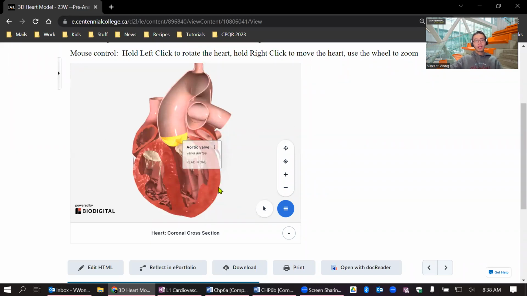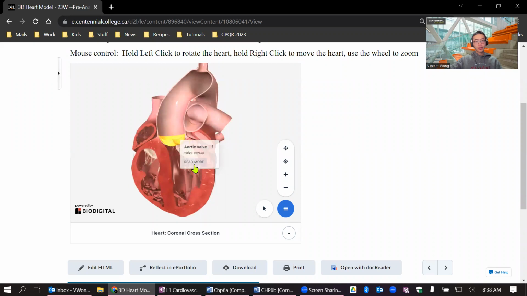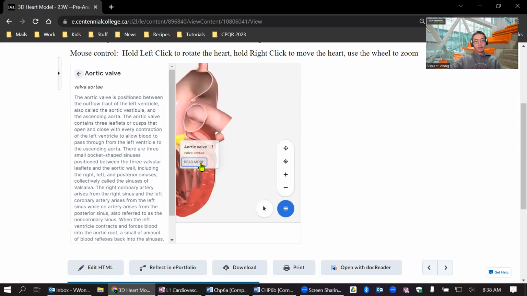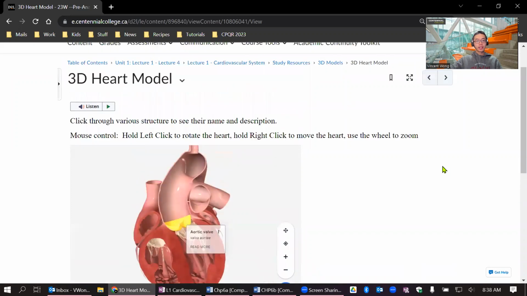Okay. So play around with this 3D model. You can actually click on the label here, and it will give you more information if you need to read more about it. Okay, this is of course on eCentennial, under study resources, 3D models.